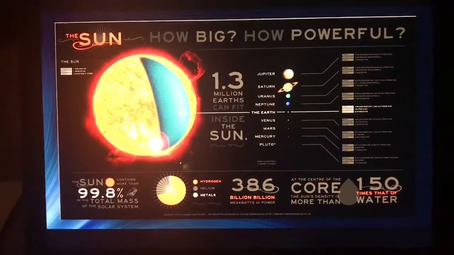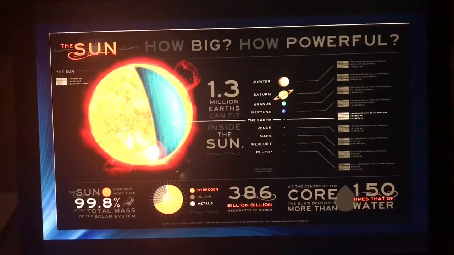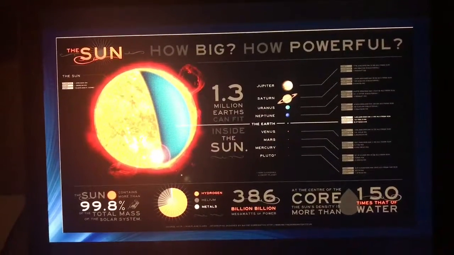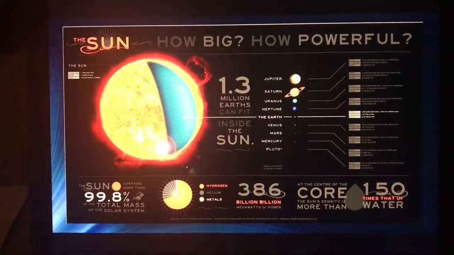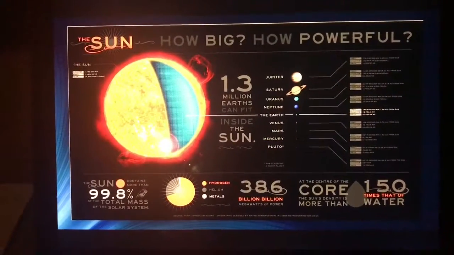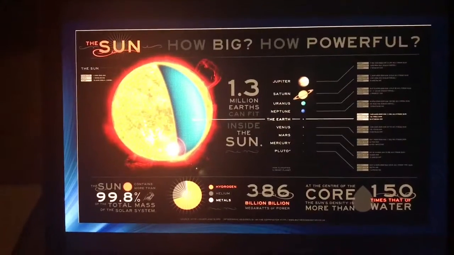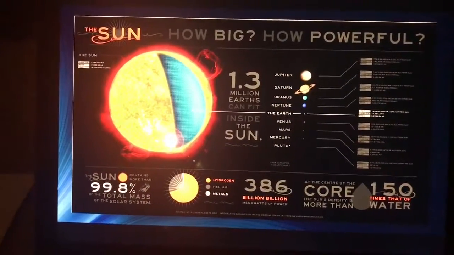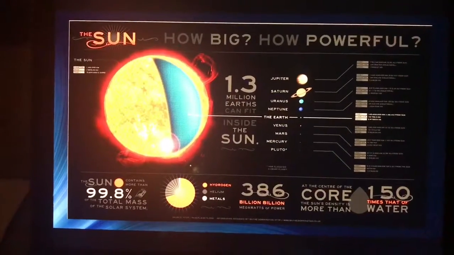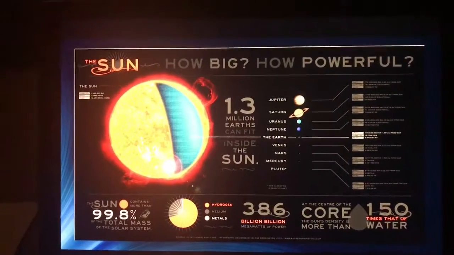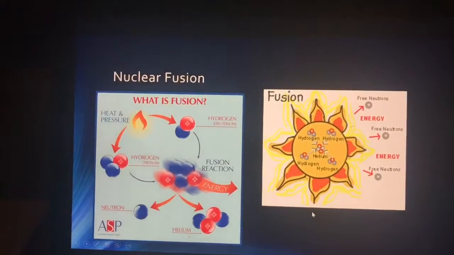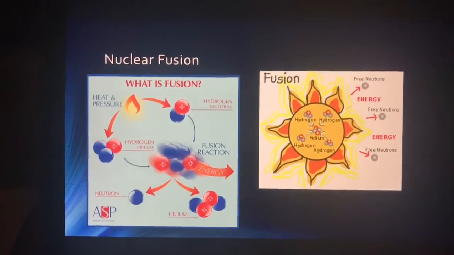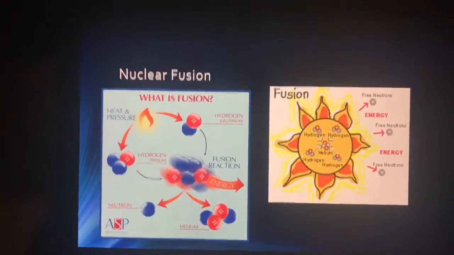Some interesting things about the sun to get just a grasp of how huge it is. About 1.3 million Earths can fit inside the sun. That's mind-boggling. The Earth is just a mere speck to the size of the sun. So, what causes all this heat and light? What is going on inside of the sun?